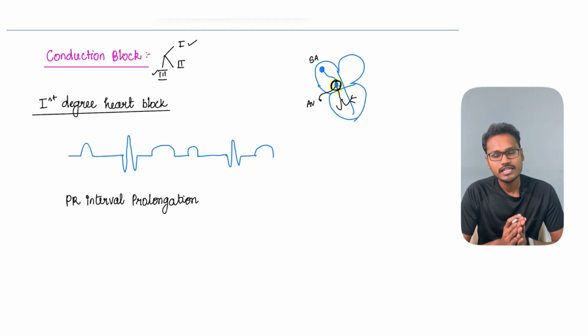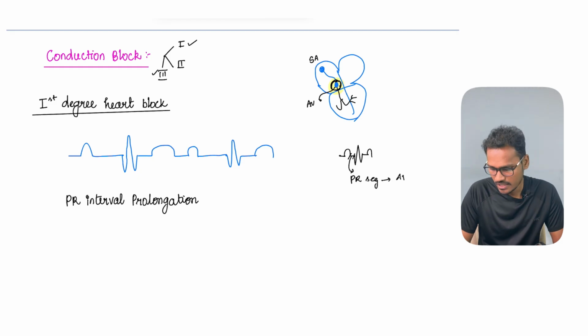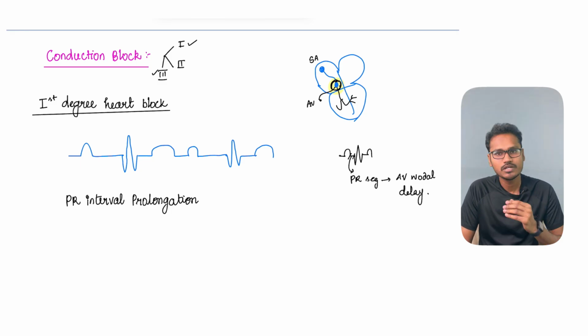So the AV nodal delay, how can it be read in the ECG? All of you know the P wave, then the QRS complex and the T wave. This PR segment is because of the AV nodal delay. So the conduction block will be dependent on this interval and what happens to this interval. And there are some other types where the complete block is also there.